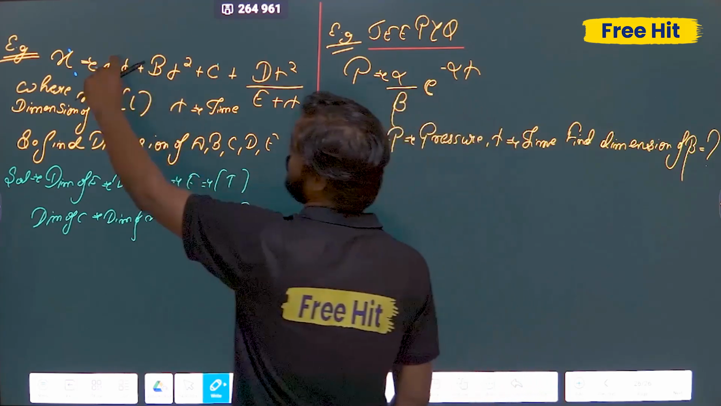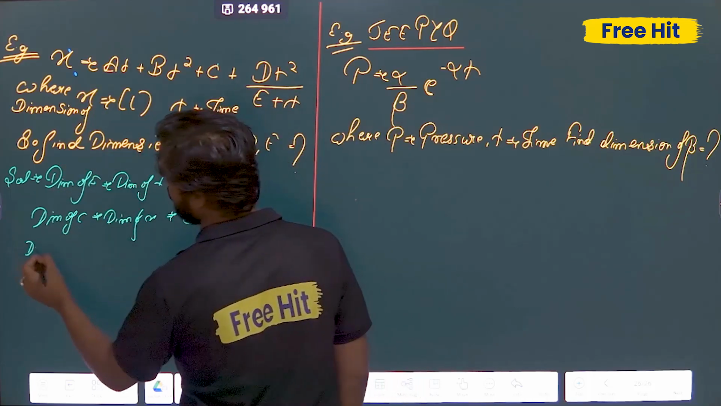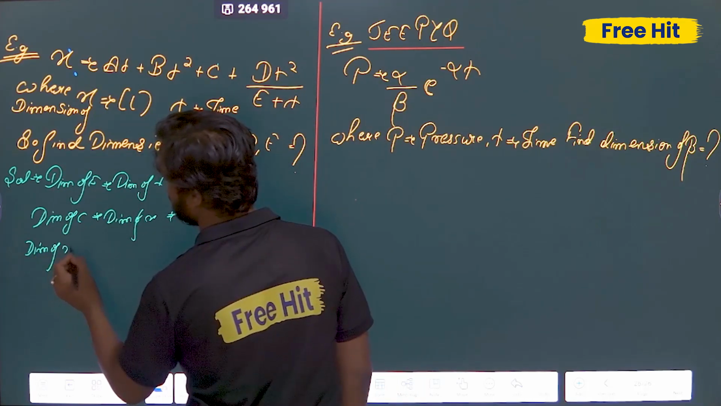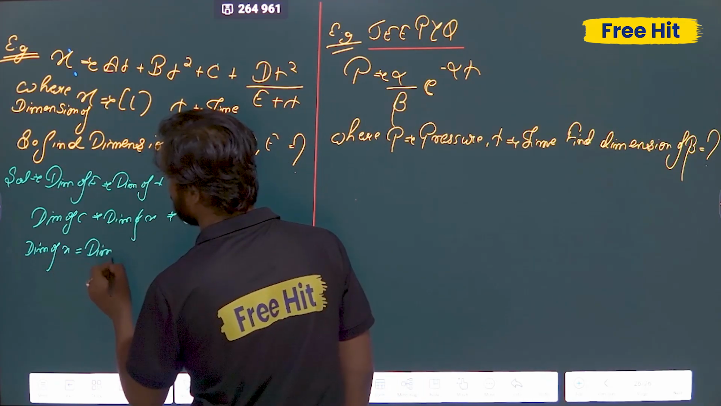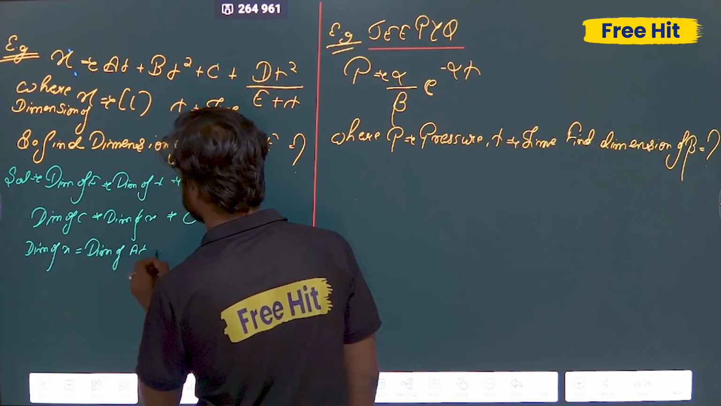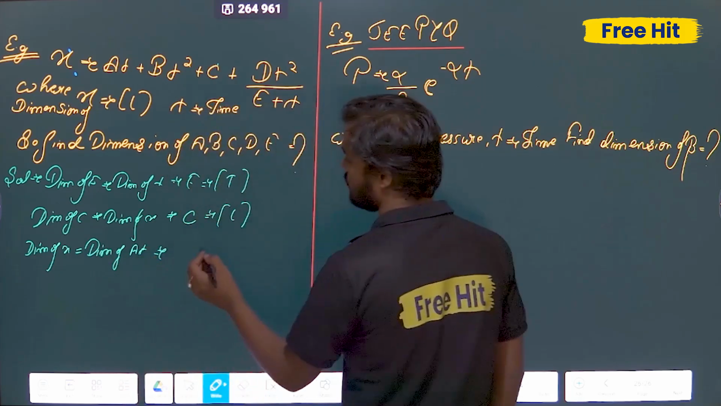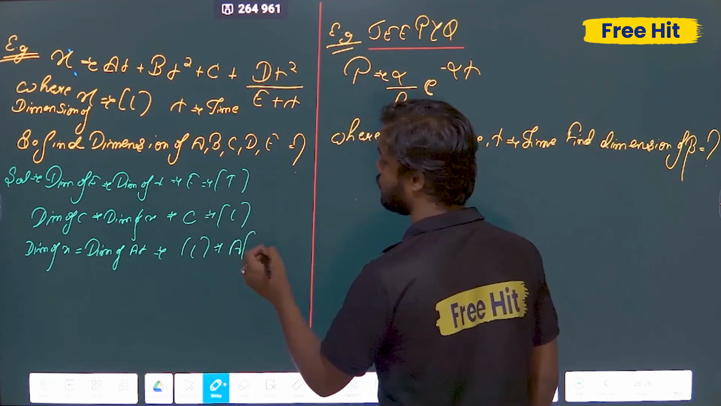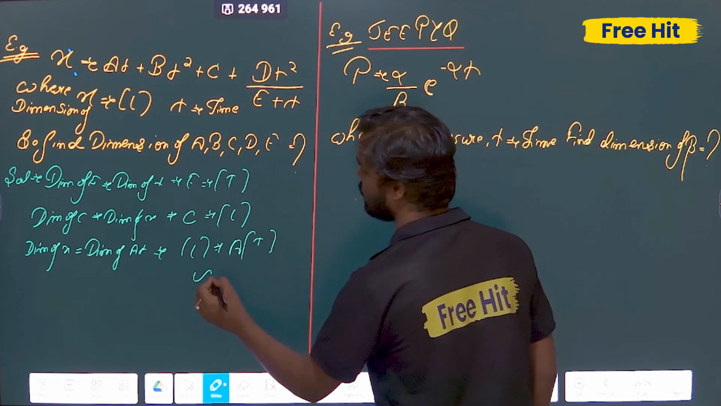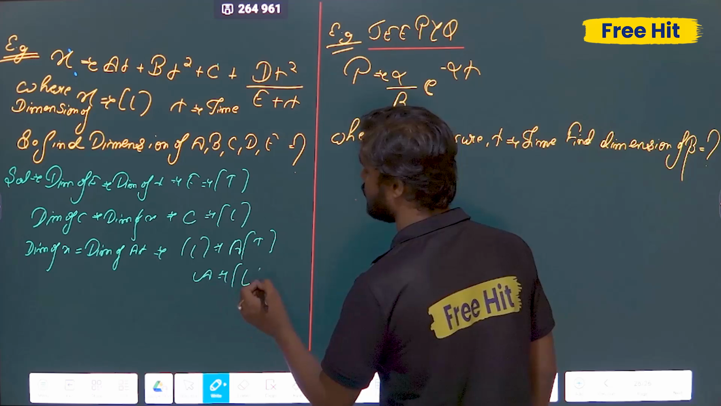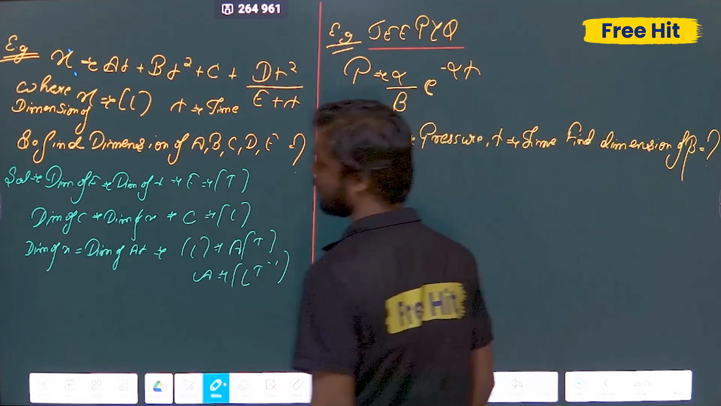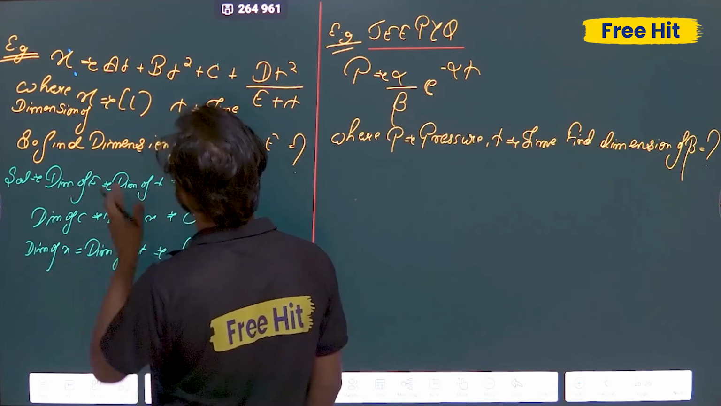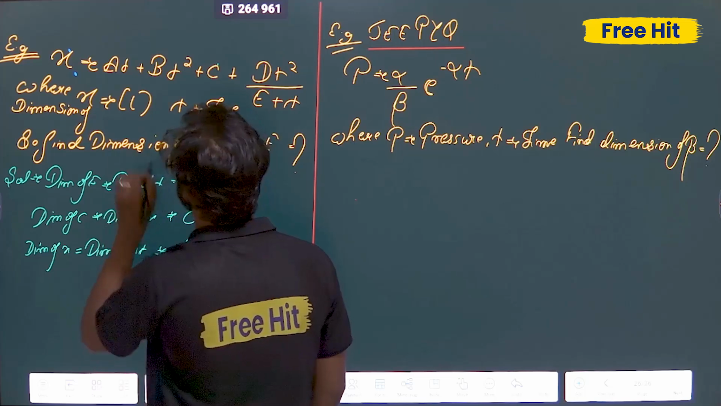Now another thing, I can say dimension of my X is equal to dimension of my AT. So from here I can say what is my dimension of X, that is L. What is the dimension of A? I don't know. What is the dimension of T? That is T. So from here what is the dimension of A I will get? That is LT minus 1. Clear? So for next we have found A, we have found E and C, then the next B.